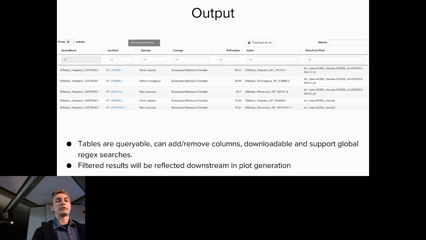And then finally, to reiterate, you can filter all of these using a queryable table. This will be reflected downstream in all the plots that you generate. So if you were to filter that third column, the species, for only humans, all of your plots would only include human sequences, and you can be more complex with these.